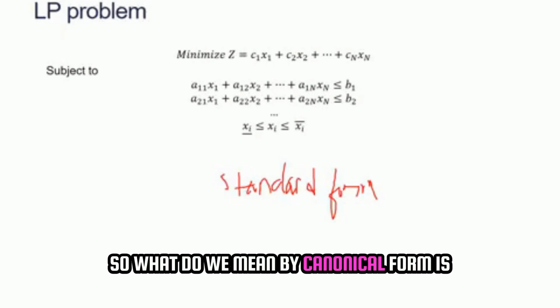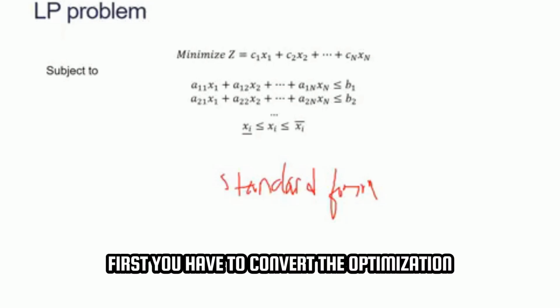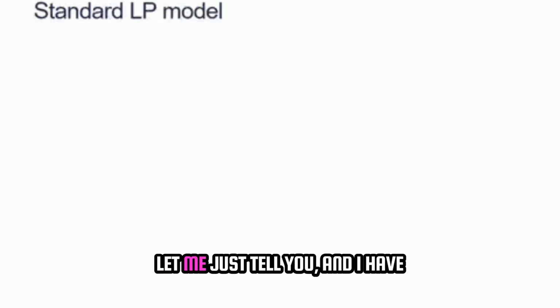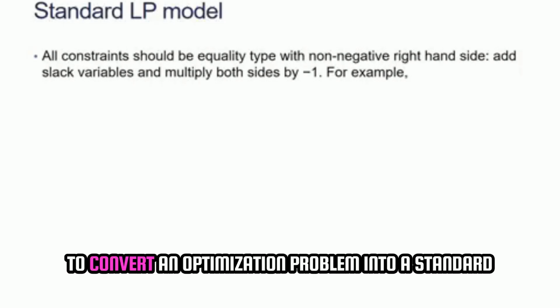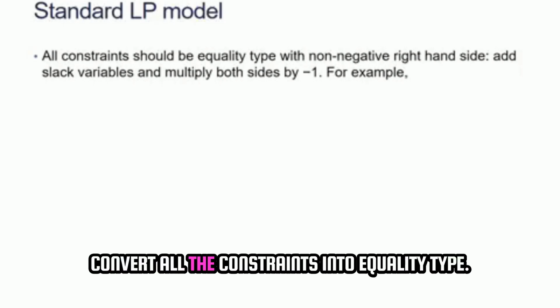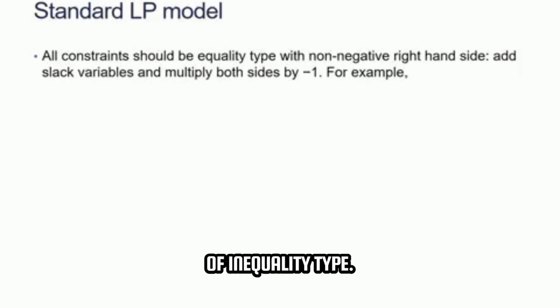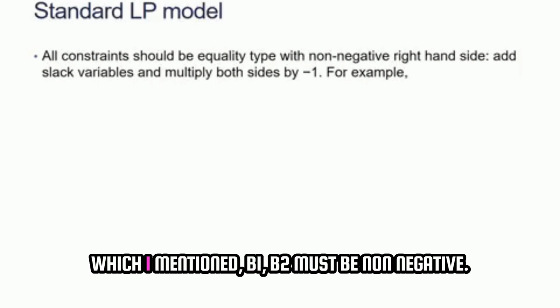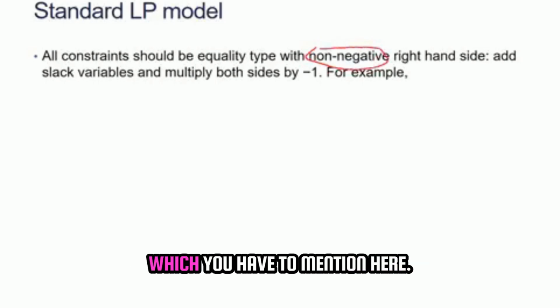So what we mean by canonical form is that first you have to convert the optimization problem into minimization type. That is one criterion. Let me tell you, I've written here standard, or you can also call it canonical form. To convert an optimization problem into standard form, you have to convert all the constraints into equality type. There should not be any constraints of inequality type. And for all the constraints, your right hand side, which I mentioned as B1, B2, must be non-negative. This is an important observation which you have to mention here.